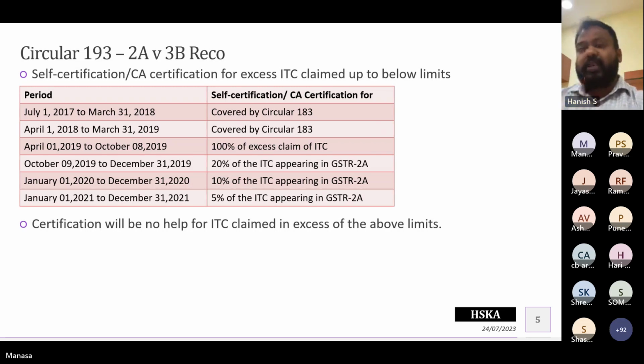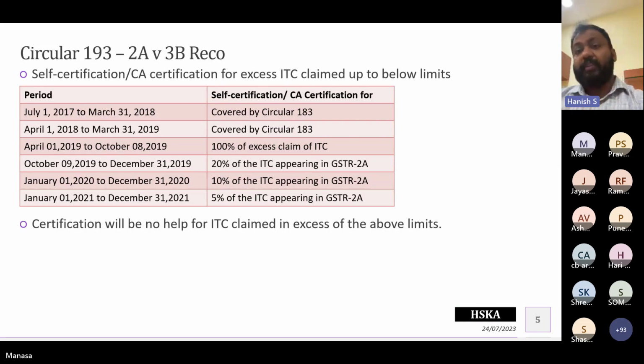Okay. Now you will be able to claim the credit to the extent of what is appearing in 2A plus the 20%, subject to a condition that for the 20% which you have claimed extra, which is not appearing in 2A, you have to give me either a self-declaration or a CA certificate, what I have mentioned in Circular 183. Then from 1st January 2020 to 31st December 2020, that limit was reduced to 10%. So you will get credit of what was appearing in 2A, plus anything additional up to 10%. Okay, you will have to give me the CA certificate or the declaration.